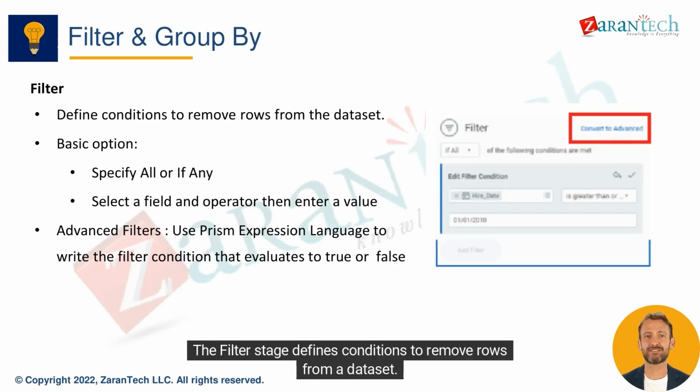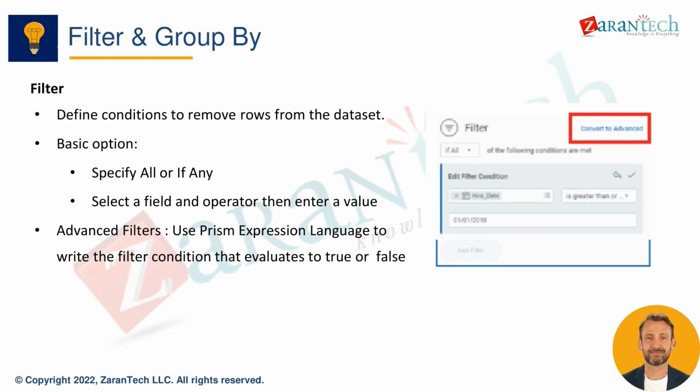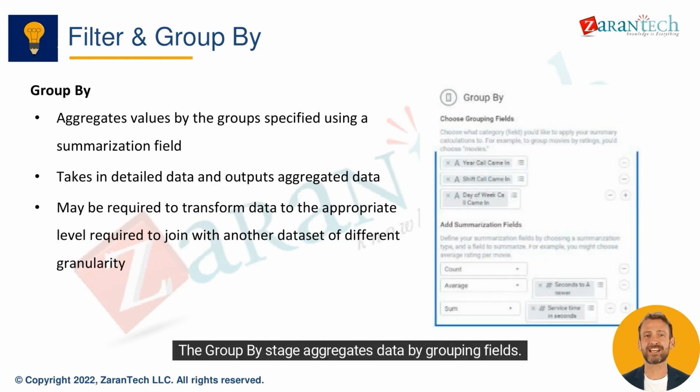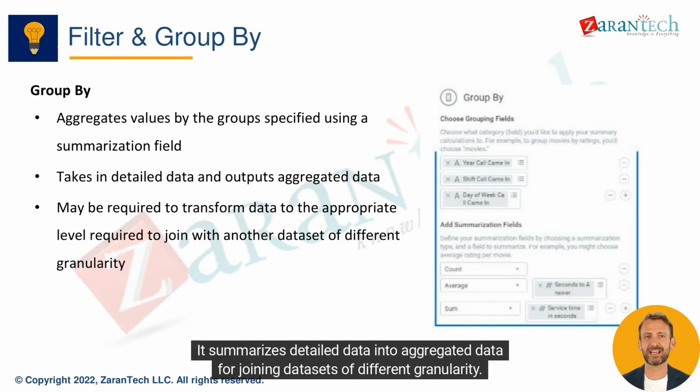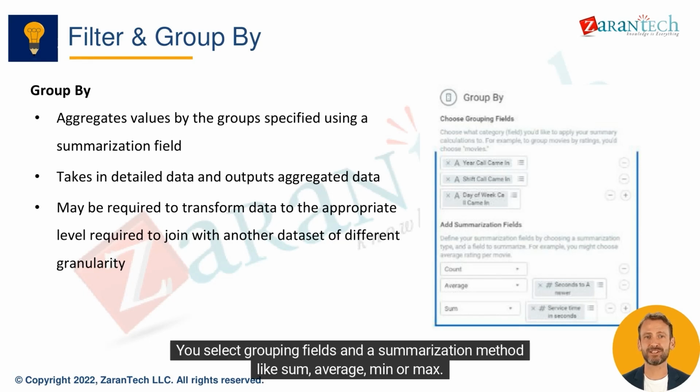The filter stage defines conditions to remove rows from a dataset. You can use basic options or advanced Prism expressions. The group by stage aggregates data by grouping fields. It summarizes detailed data into aggregated data for joining datasets of different granularity. You select grouping fields and a summarization method like sum, average, min, or max.